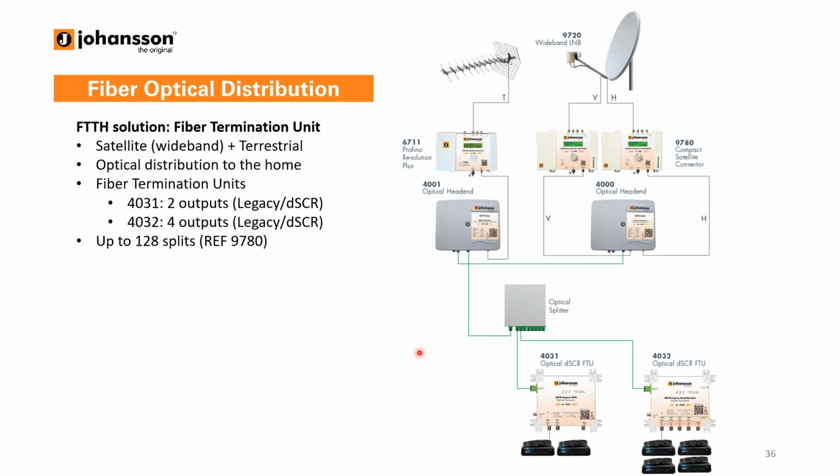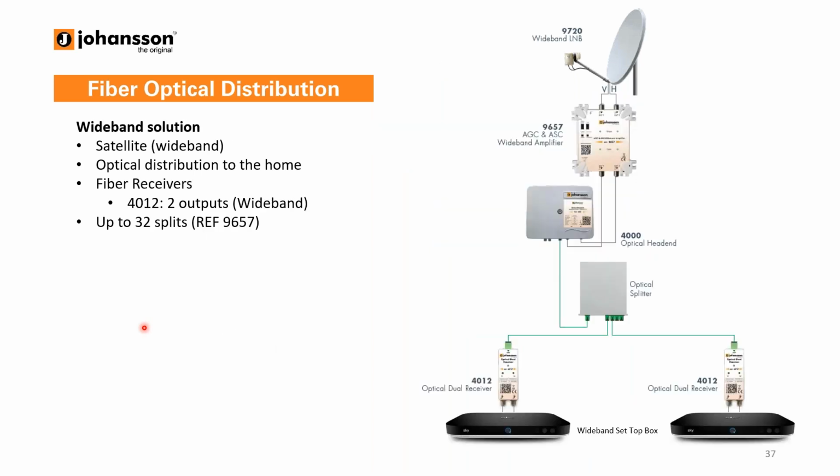So the next example is the fiber to the home solution. So here, instead of using multi-switches, you can directly install the fiber termination unit in the apartment or into the houses. So this means that you go with your fiber cable all the way to the house, and there you convert it into electrical or coax. So these are two units you can install depending on the number of outputs you need. So that's a second solution you can have.